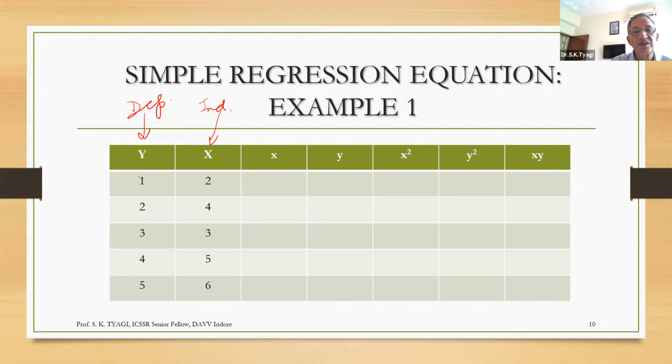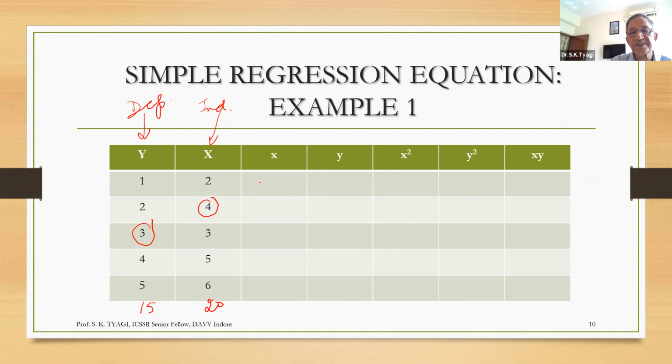So the mean here is 1, 2, 3, 4, 5, 15 divided by 5, 3. This is the mean of y. For x: 2, 4, 3, 5, 6, that is 2 plus 4 is 6, plus 3 is 9, plus 5 is 14, plus 6 is 20. 20 divided by 5 is 4. So the mean of x is 4. Now you just subtract the mean from the respective score.